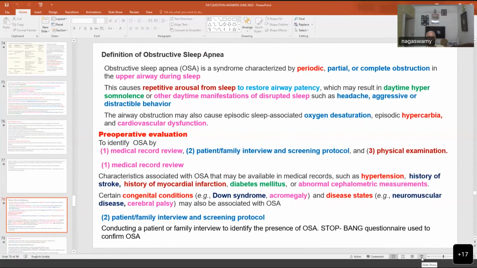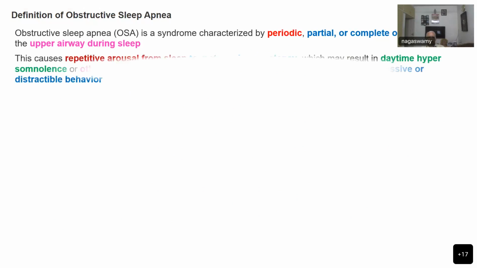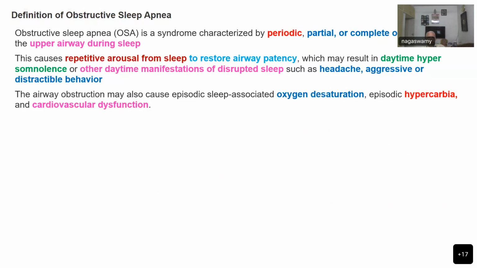Okay, sir. So first you define obstructive sleep apnea, which is a periodic, partial or complete obstruction of the upper airway during sleep. It need not be all the time complete. This causes repetitive arousal to restore the airway. So all the manifestations like headache, aggressive mood, disturbed behavior are there, especially in children. And it may be associated with oxygen desaturation and hypercarbia also, later on producing cardiovascular dysfunctions.